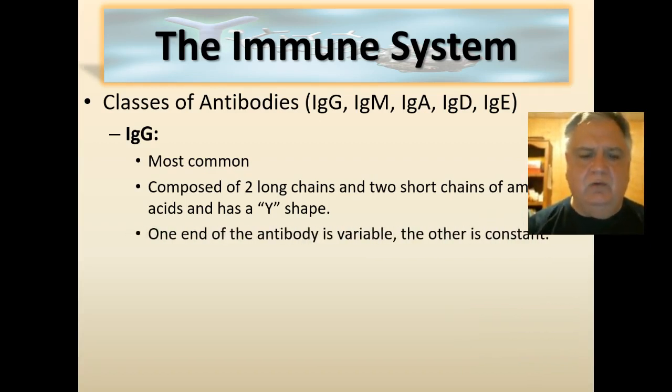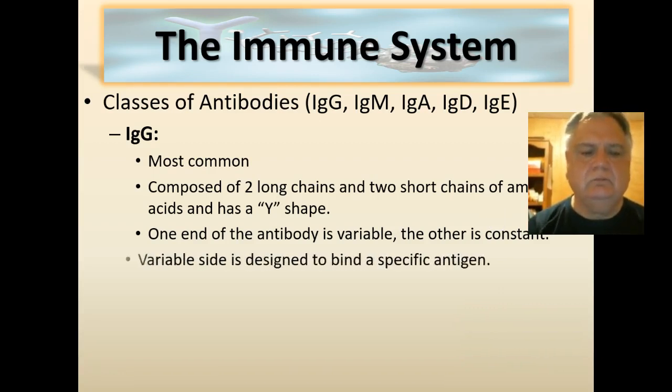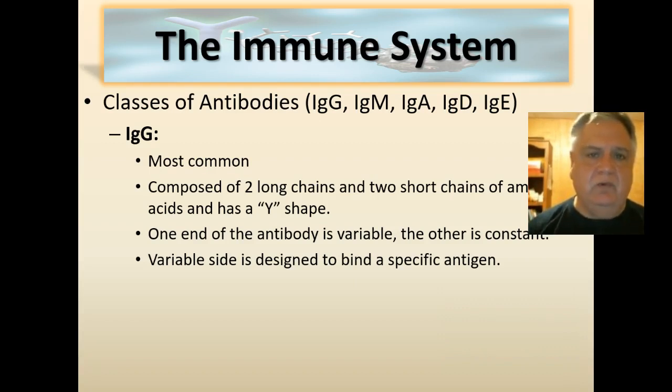IgG antibodies, one end of the antibody is said to be variable, and the other end is said to be constant. The variable side is the side that's designed to be able to bind to a specific antigen, while the constant side is kind of the side that will, let's say, for example, anchor into the B cells or be free in the blood.